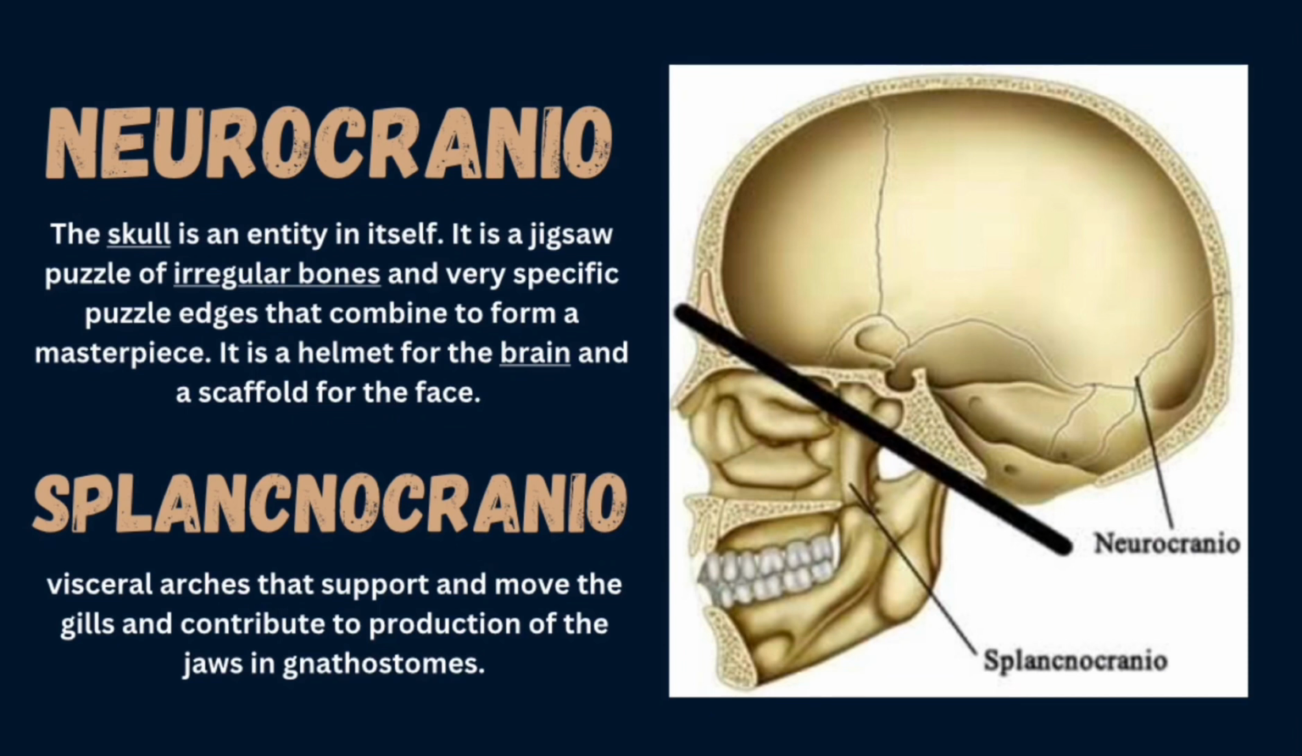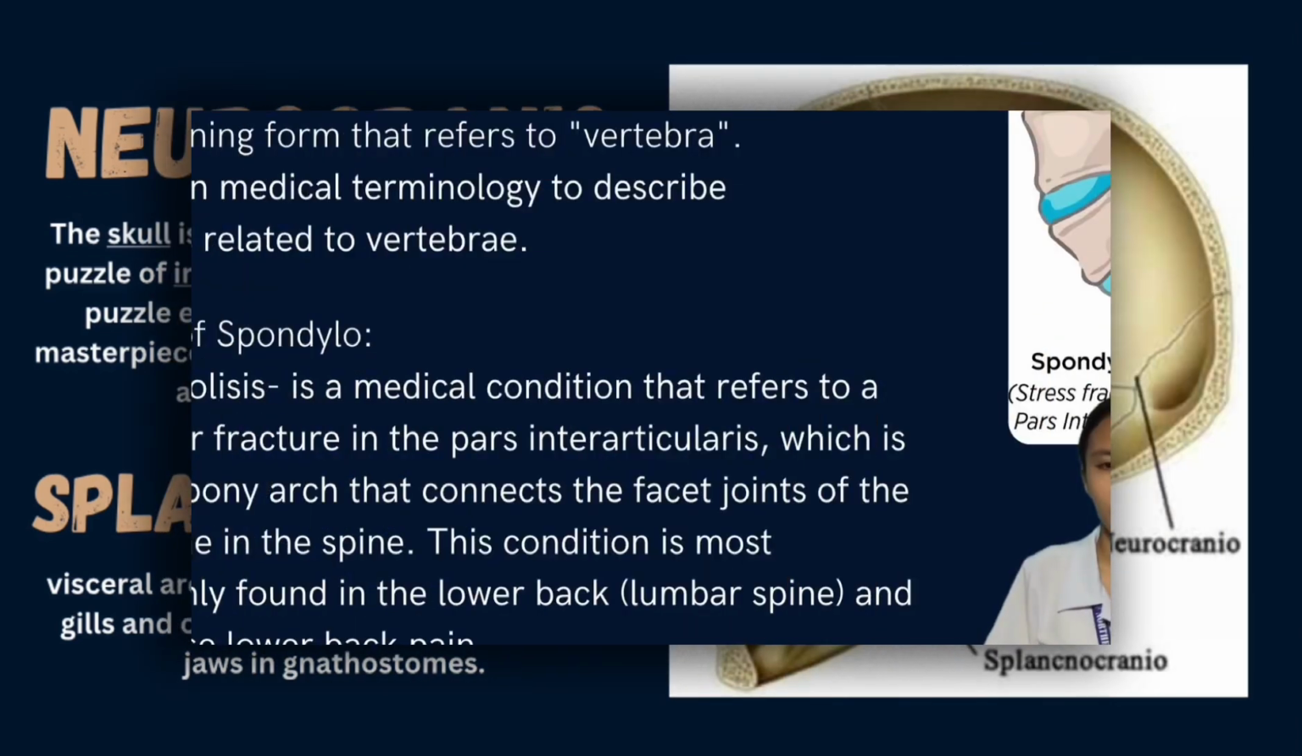While the splanchnocranium consists of visceral arches that support and move the gills and contribute to the production of the jaws in gnathostomes. Generally, 7 visceral arches grow to support the developing pharyngeal pouches that are formed during early embryonic development.